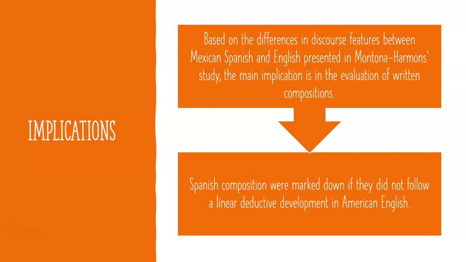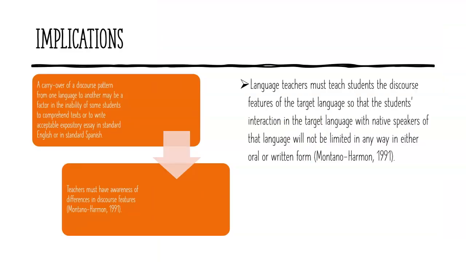Some of the implications that she mentions in her research, based on the differences in the discourse features between Mexican Spanish and English, the main implication is in the evaluation of written compositions. Spanish compositions were marked down if they did not follow a linear deductive development in American English. Also, a carryover of a discourse pattern from one language to another may be a factor in the inability of some students to comprehend text or to write an acceptable expository essay in standard English or in standard Spanish.